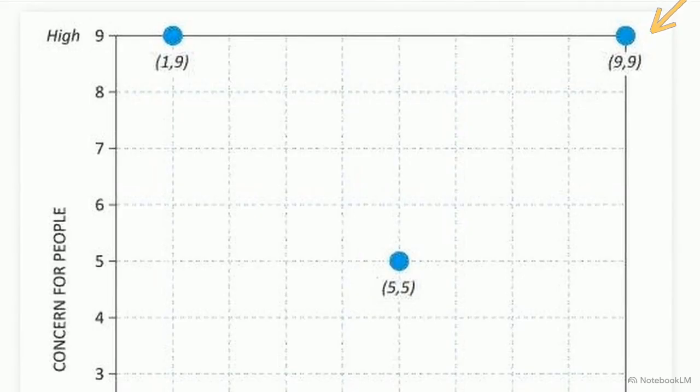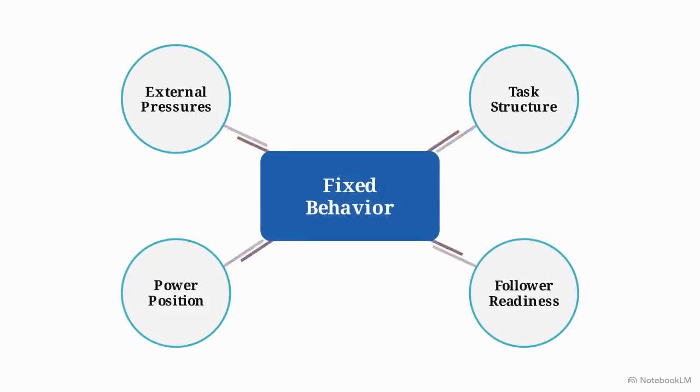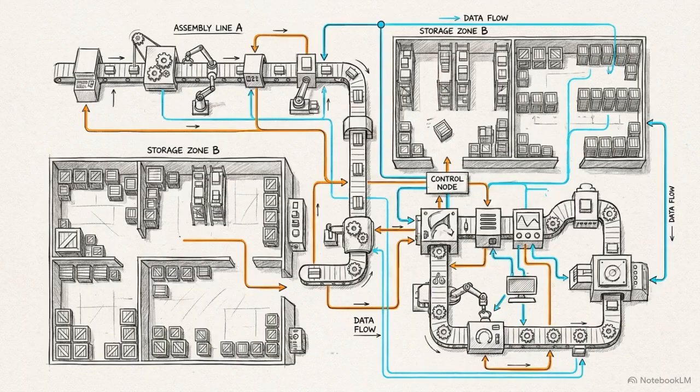But maintaining this posture is impossible. Real-world variables like supply crises immediately throw this rigid framework out of balance. Purely behavioral models fail because they ignore the specific context of the leader's work. To manage effectively, we have to look past the leader's personality and start diagnosing the environment.